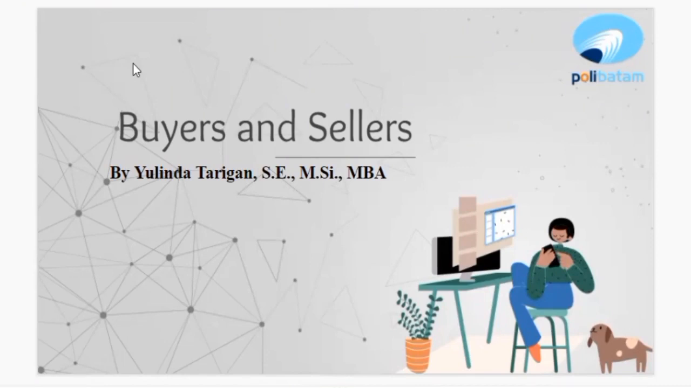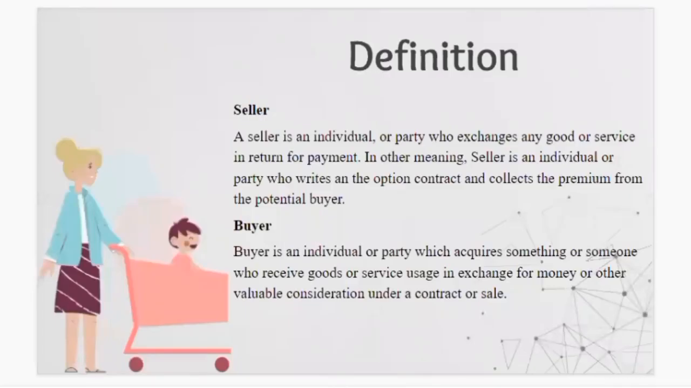Okay, let me start with the first subtopic, the definition of buyer and seller. In this slide, we can see the definitions of seller and buyer. The first definition is about seller. A seller is an individual or party who exchanges any good or service in return for payment. In other words, a seller is an individual or party who writes an option contract and collects the premium from the potential buyer.